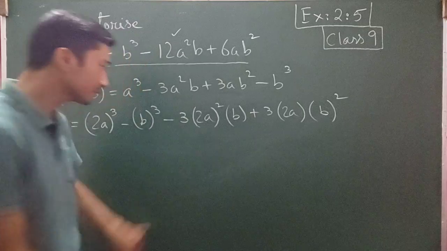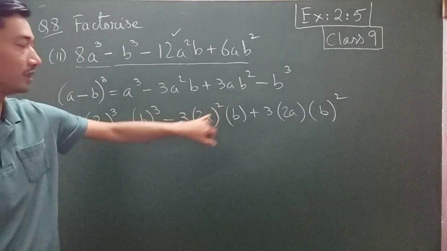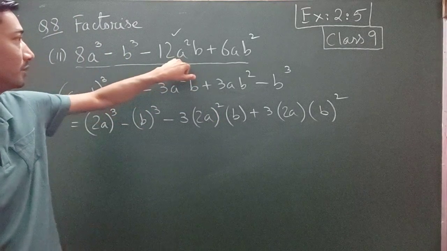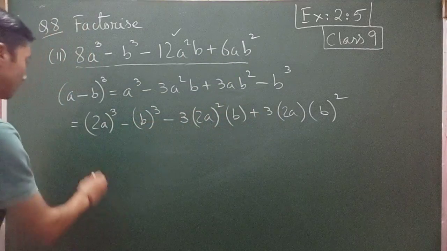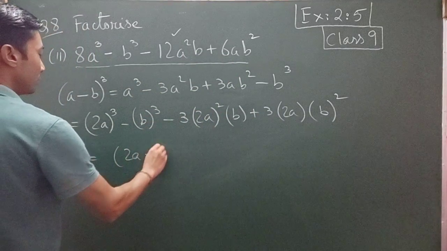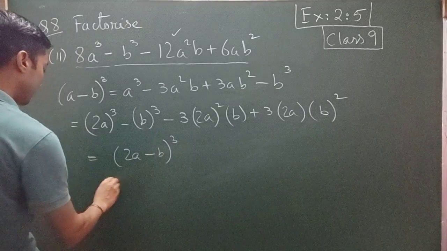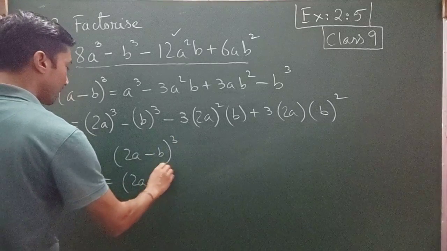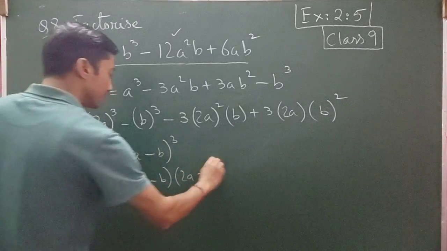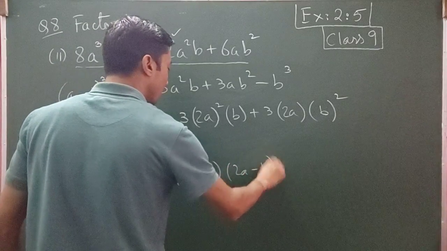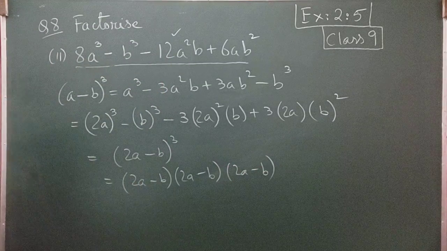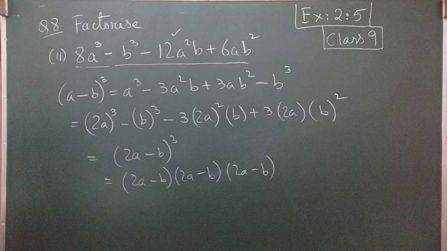Let's check. 2 square, 2 2s are 4, 3 4s are 12, minus 12a square b, 6ab square. So this also can be simply written as 2a minus b whole cube. That can be further extended as 2a minus b, 2a minus b, 2a minus b. Why? Because we are told to factorize, so we are supposed to write down all the factors. That's why.